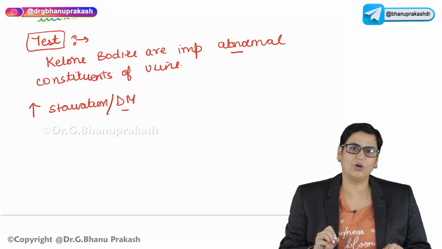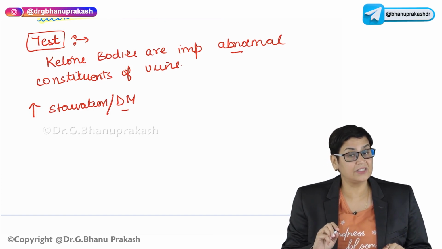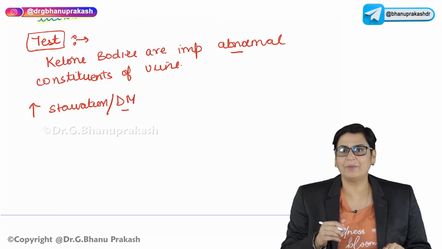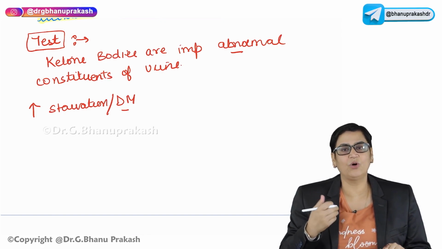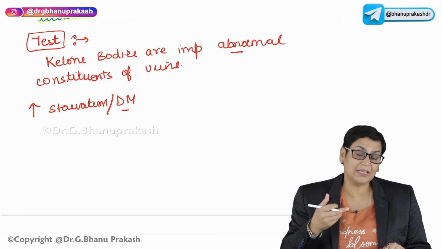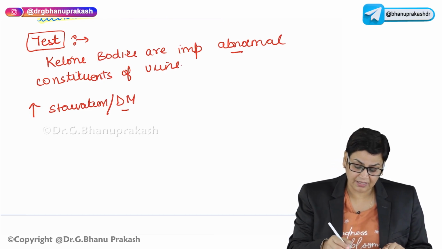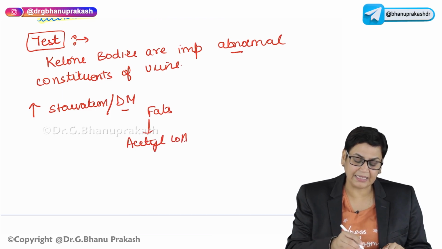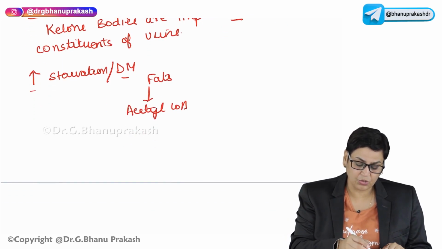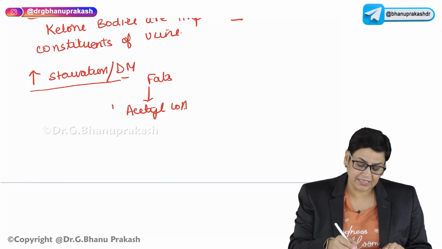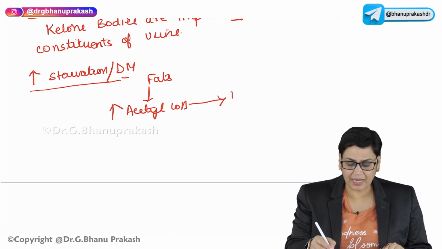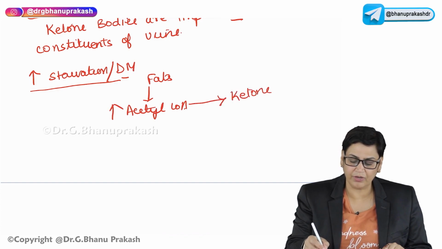Because in diabetes also there is increased concentration of glucose, but it is not being properly utilized by the organs. So they have to survive on some other mode, and that other instantaneous source of energy is the fats. And these fats form acetyl coenzyme A. So we can say that during starvation and DM, there is increased concentration of acetyl coenzyme A, which will be diverted to form these ketone bodies.